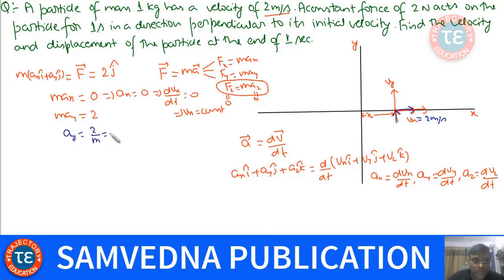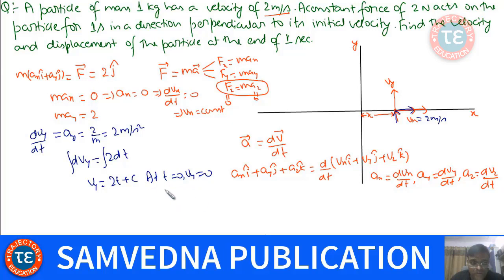Mass is 1 kg, so ay is 2 upon m, that is 2 by 1, so that will be 2 meter per second square. And this will create a new component in velocity, which is Vy. So from here you get Vy equals integral of 2 dt, so Vy is 2t plus constant, and at t equal to 0 you didn't have Vy component, so Vy is 0, so Vy is 2t.